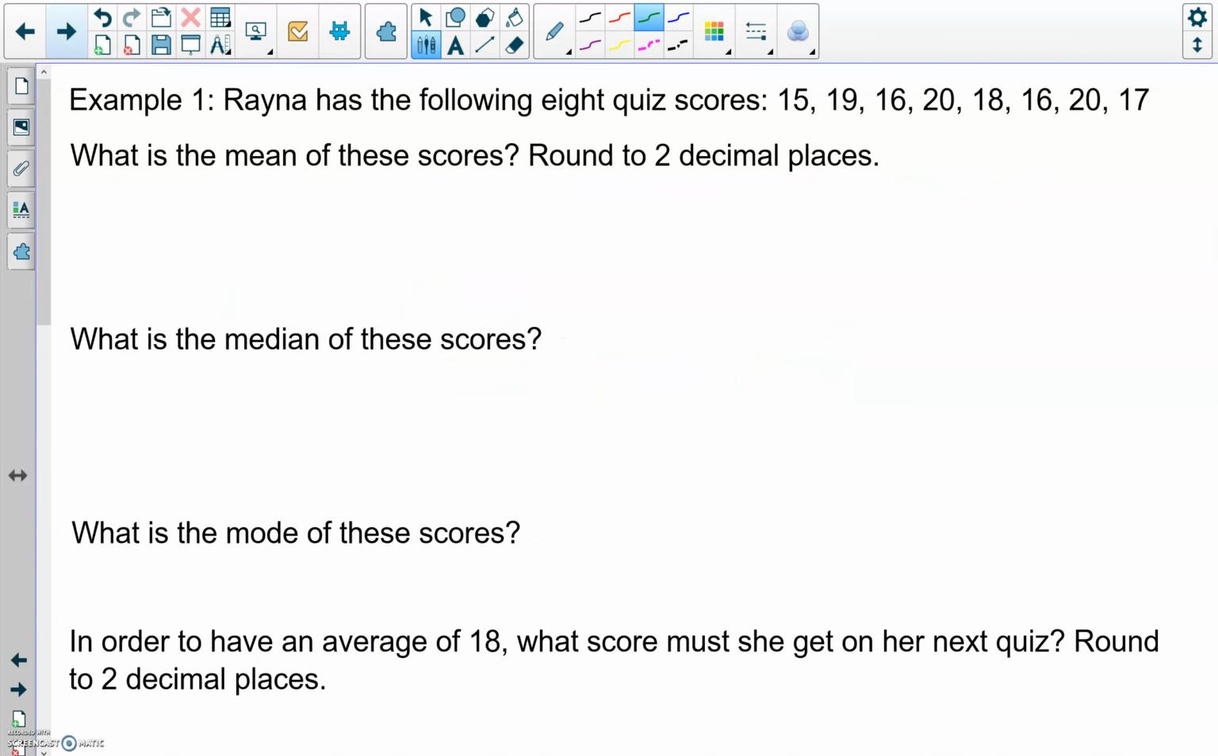All right, so in this example, I want you to pause this and try working through all of them. See if you can think about, in order to have an average value of 18, what score must she get? So go ahead and think about that and come back after you have paused this.